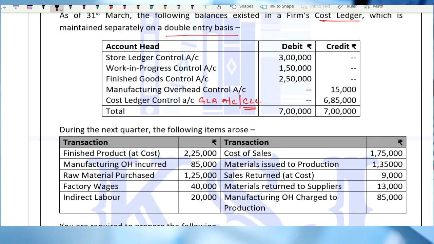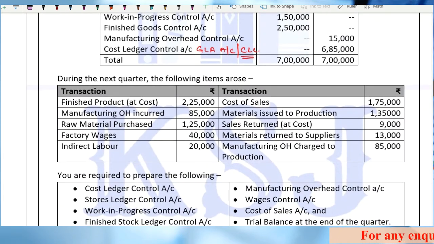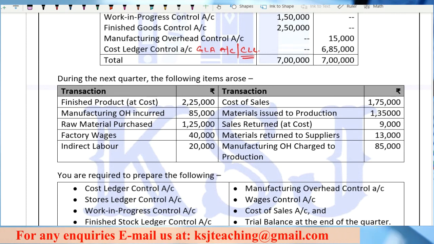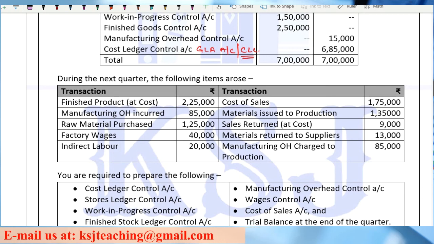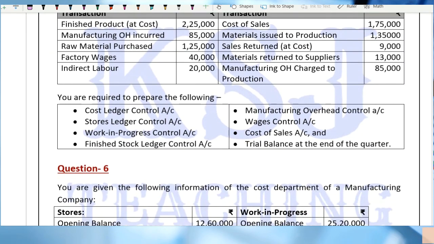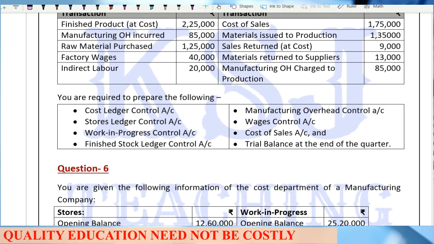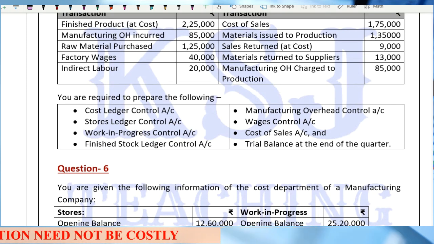During the next quarter, the following items arose: finished product at cost, manufacturing overheads incurred, raw material purchased, factory wages, indirect labor, cost of sales, material issued to production, sales return, material returned to supplier, and manufacturing overheads charged to production. You are required to prepare the following accounts: cost ledger control account, stores ledger control account, WIP control account, finished goods ledger control account, manufacturing overheads control account, wages, cost of sales, and the trial balance at the end of the quarter.